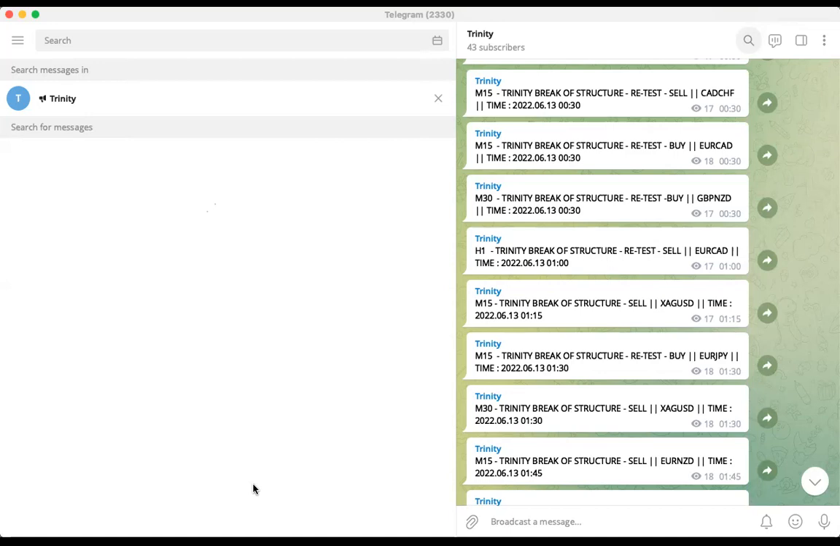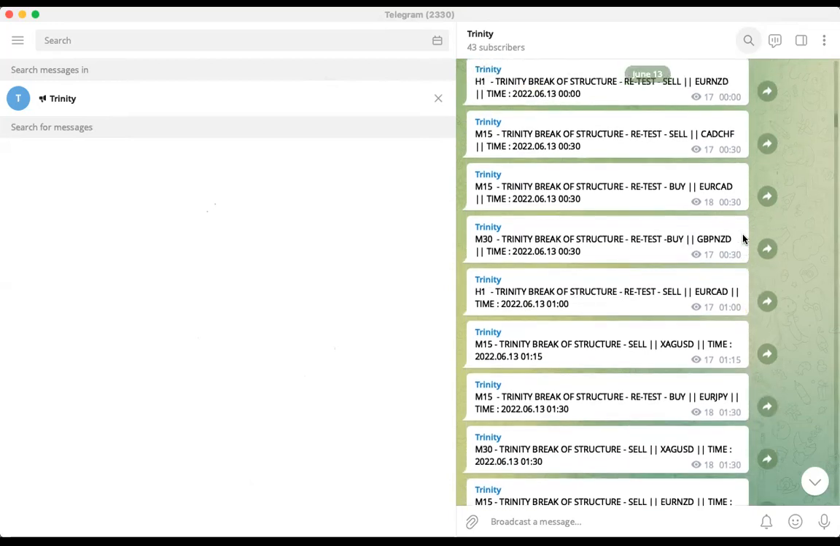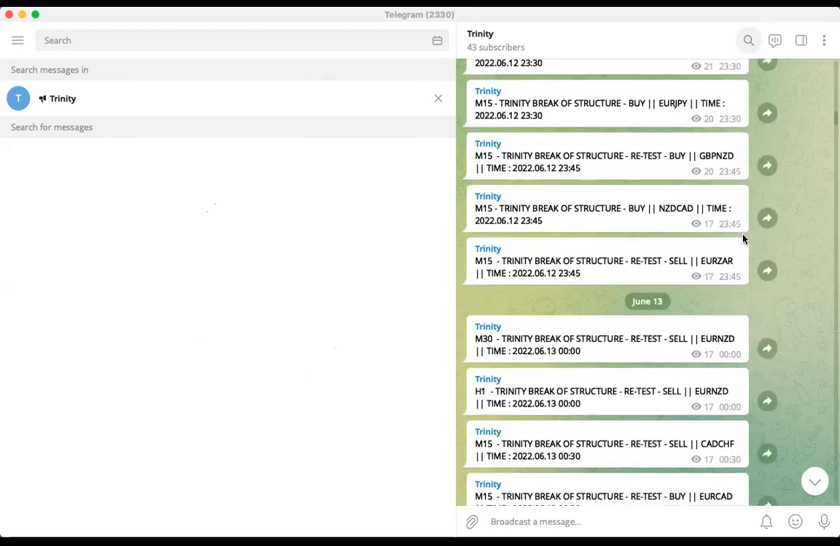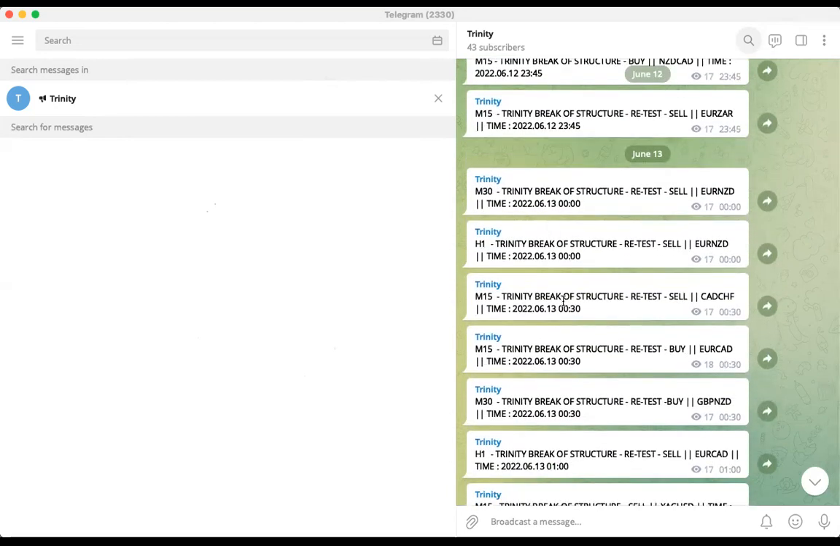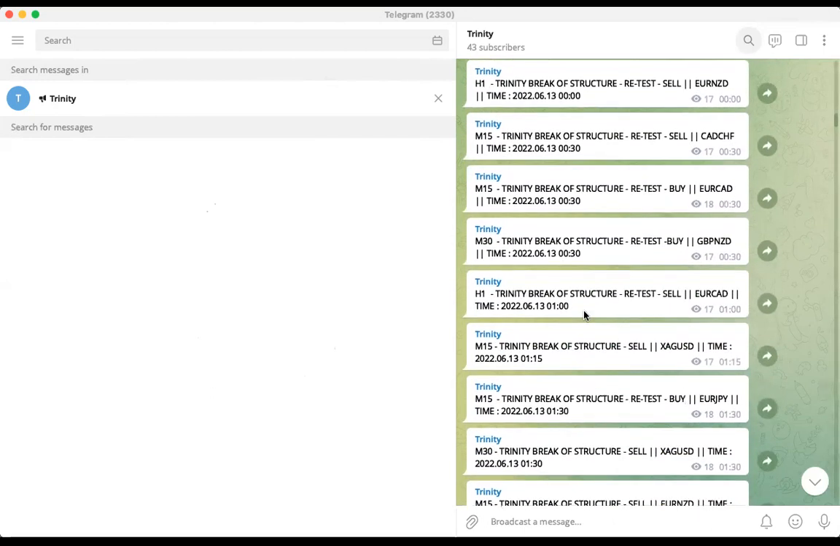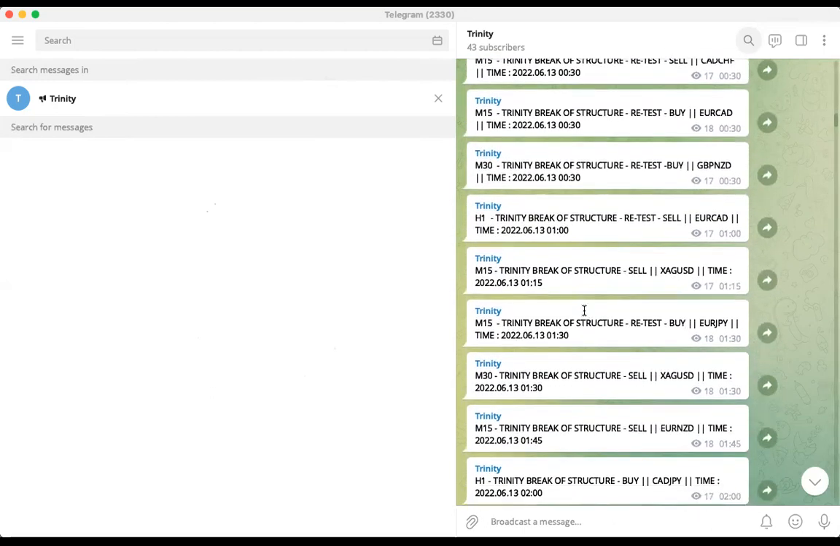If you are looking at these Trinity results at the moment and you are in a group, this is exactly what it looks like. So these are the Trinity alerts. It's an alert-based group. You're going to get alerts in the market when there's breaks of structure, as you can see here. And it's going to go from the 15-minute time frame all the way up to the daily time frame. This is what happens with this system. And you're going to be getting them all throughout the course of the day.